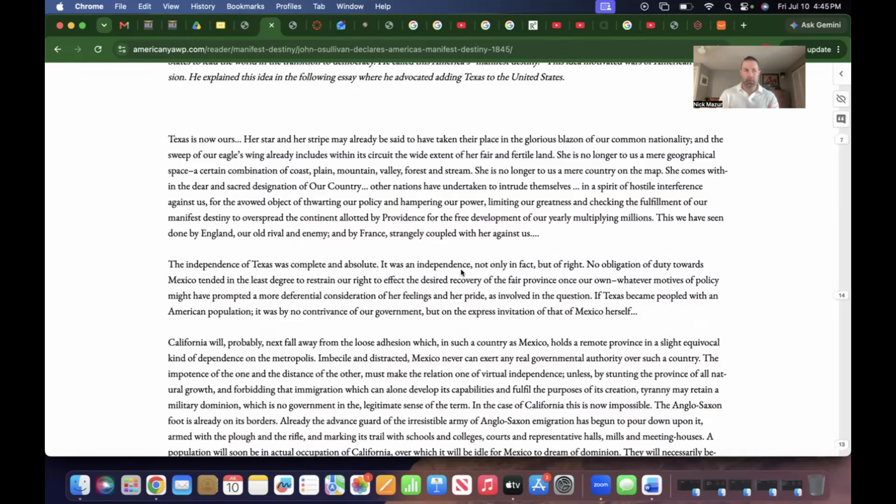We must go into these regions and populate and settle them. It is our destiny. We must take it, right? Because we are the only people who are capable of doing it. England tried it, but you see where they are now. France, strangely enough. And then, because after Texas has been taken, the Mexican-American War hasn't started yet, but it's about to in a year.